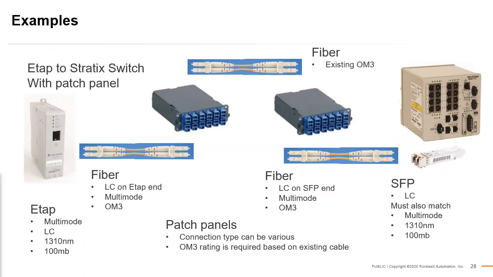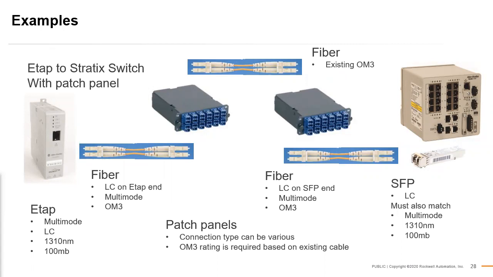Similar example, but this time adding in that permanent backbone and a couple of patch panels. So now we have a few additional pieces we need to look at in trying to make this decision on what is going to limit us. Again, if I'm using an ETAP, that's still limiting my decision, and I have to go with multimode. I'm still using 1310 nanometer, and I'm still using 100 megabit. Now, as far as the OM3, if my permanent link was an OM3, I should probably do my best to make sure that at least all my connections are OM3 or better, and same thing with my fiber.